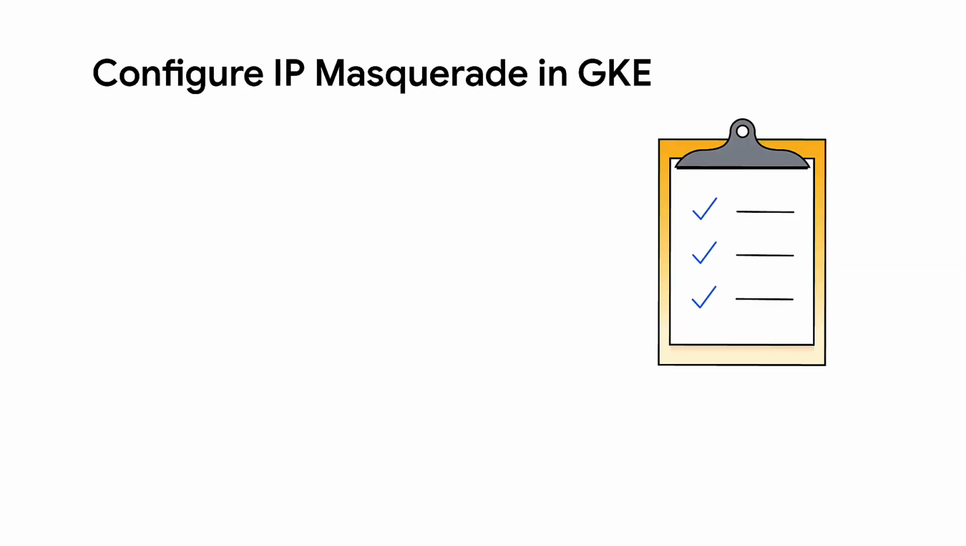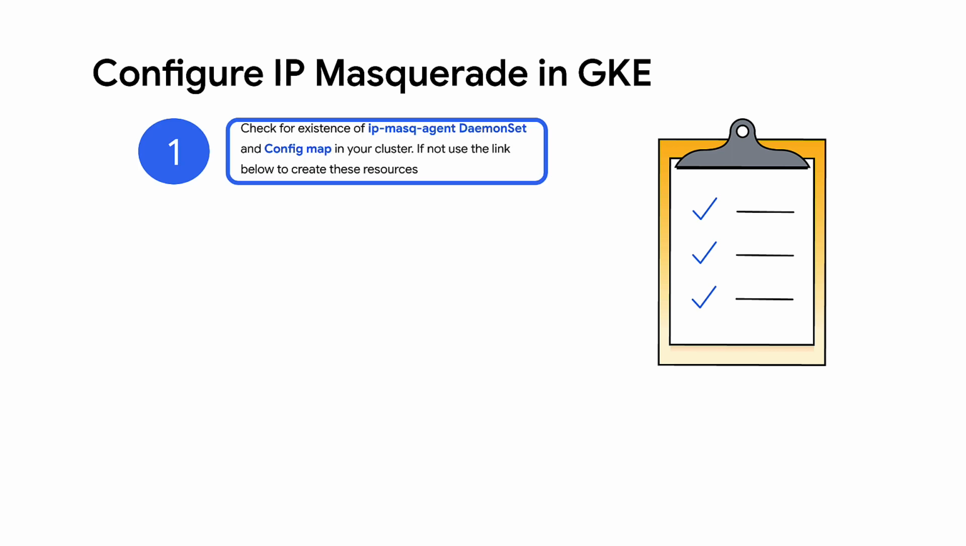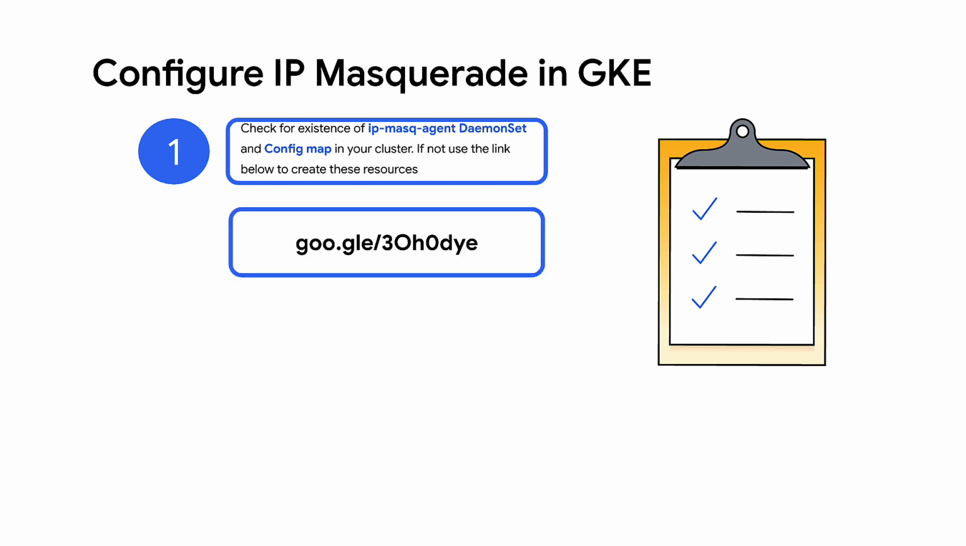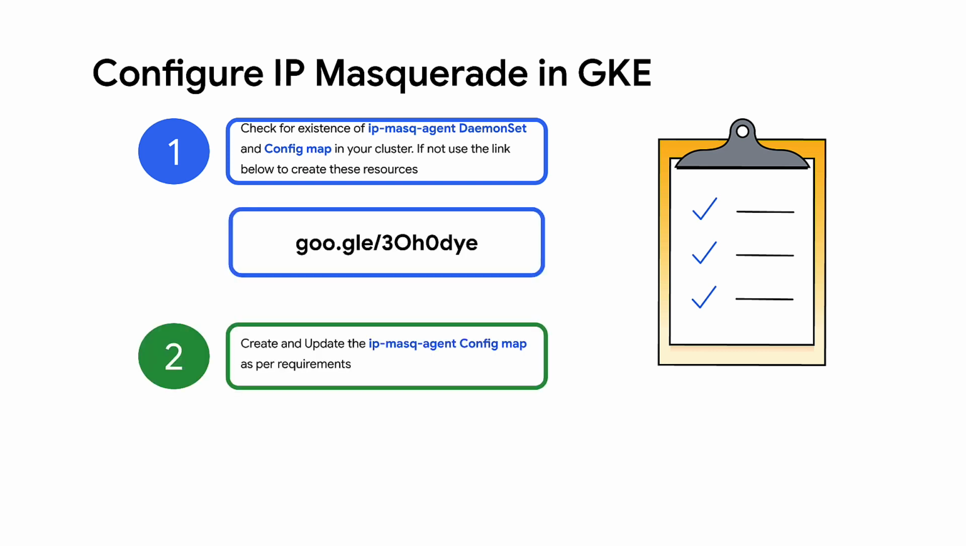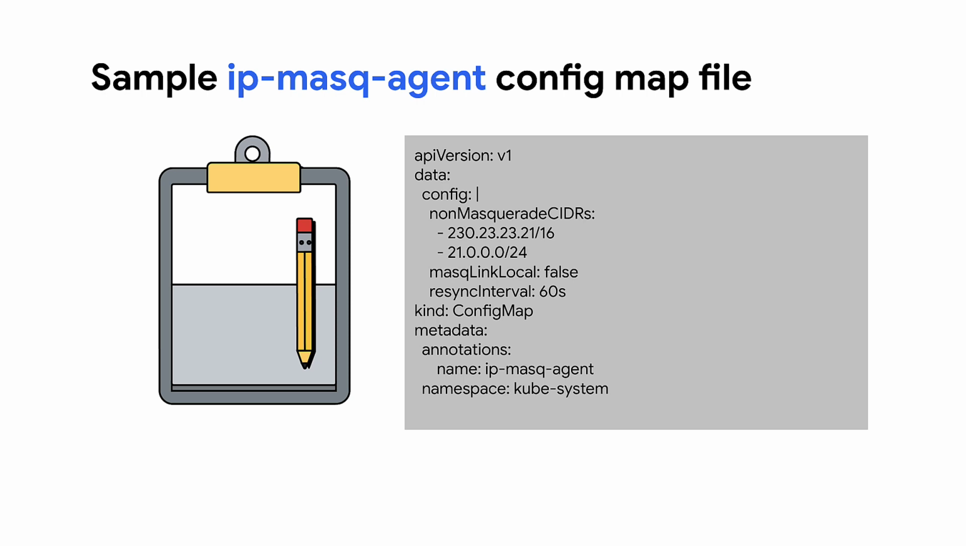Alright, let's take a look at the steps involved in configuring IP masquerading in GKE. Step 1. Check if the IP masq agent daemon set and config map are present in your cluster. If not, use the below link to create these resources. Step 2. Create and update the IP masq agent config map. Here is a sample IP masq agent config map for reference.